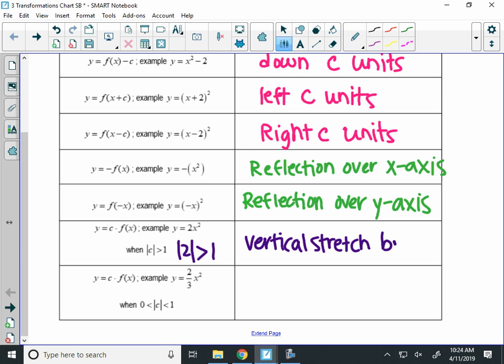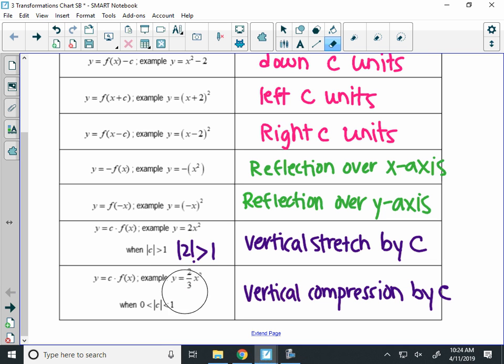And we're going to say by C. That C just means by 2. So here we have vertical stretch by 2. When the number in front is a fraction that's less than 1, doesn't matter if it's positive or negative, just the absolute value of 2/3 is less than 1, that's going to be a vertical compression by C. So the number in front of everything is going to be the first number you see. If its absolute value is bigger than 1, it's stretching, it's getting longer. If it's less than 1, you're compressing or getting shorter.